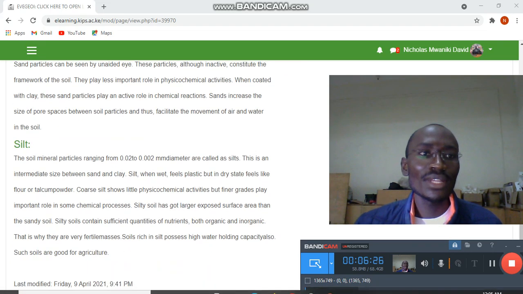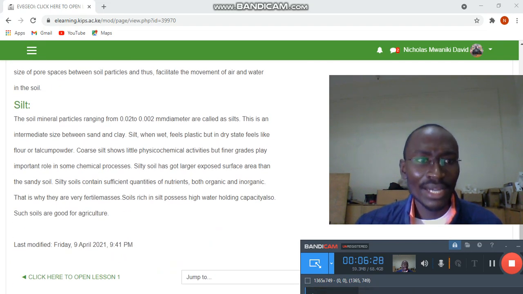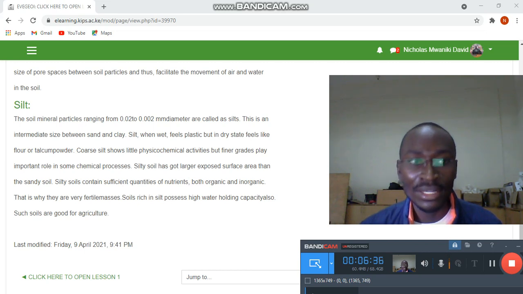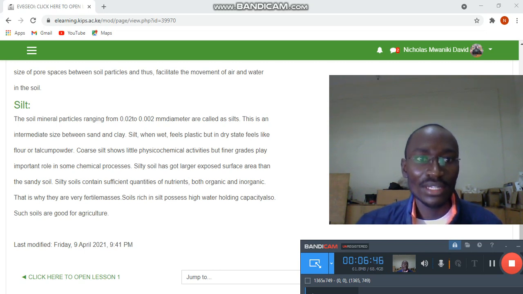Let's go to the second, which is the silt. The soil mineral particles ranging from 0.02 to 0.002 millimeters diameter are called silt. This is the second classification, which has smaller particles in comparison to the sand. It is an intermediate size between sand and clay.